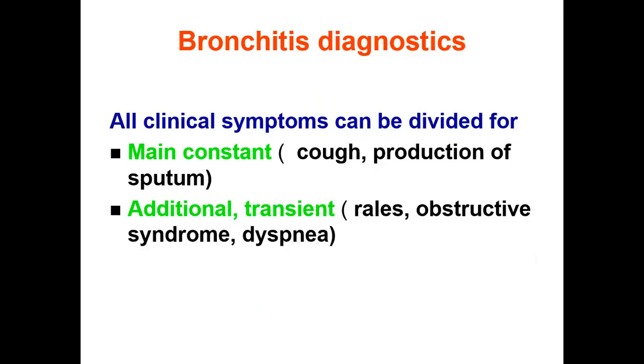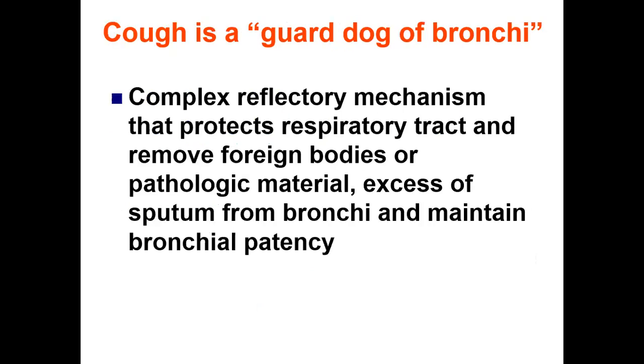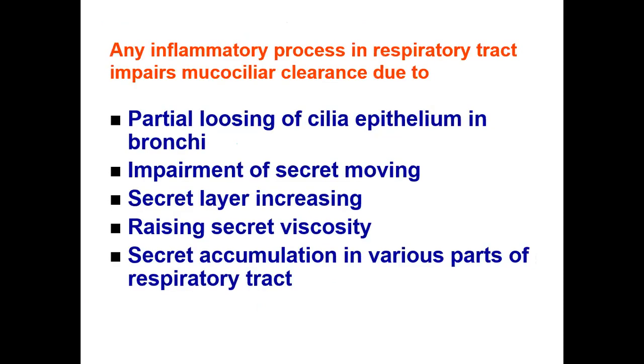Bronchitis diagnosis: all clinical symptoms can be divided into main constant and additional. Main: cough and production of sputum. Additional: rales, obstructive syndrome, and dyspnea. Cough is a guard dog of the bronchi, yeah? It is a complex reflex mechanism that protects the respiratory tract and removes foreign bodies or pathologic material, excess sputum from the bronchi, and maintains bronchial patency.